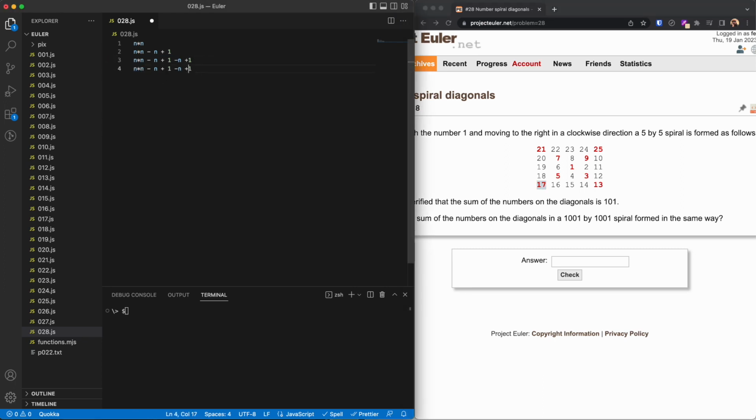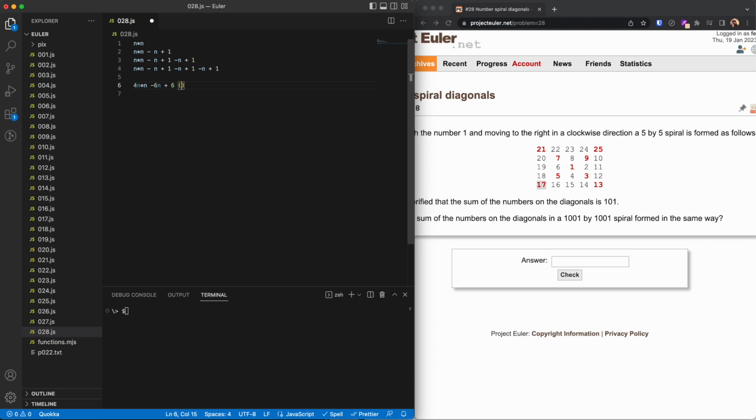and minus n plus 1 for this one. If I add these together, it would be 4n squared. Then we have 1, 2, 3, 4, 5, 6n, so minus 6n. And then plus 6. So this will be our formula.